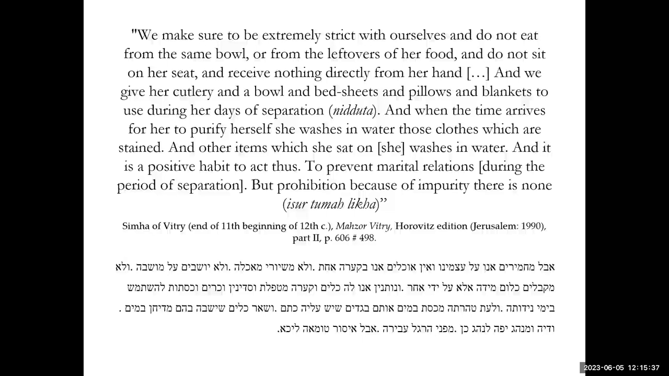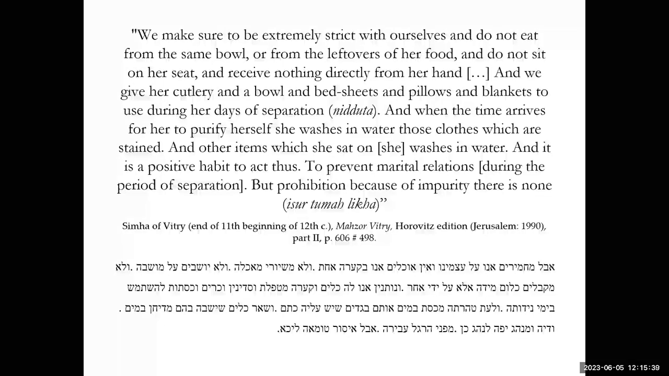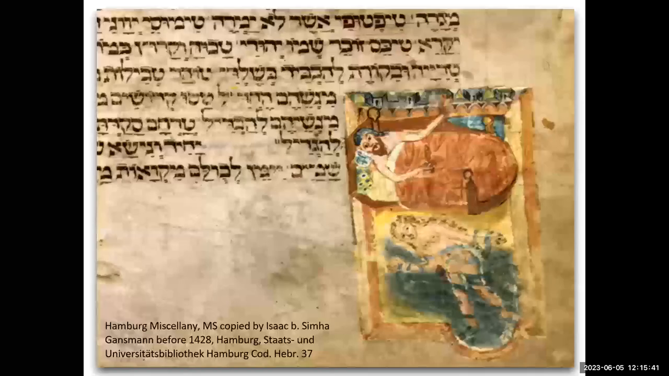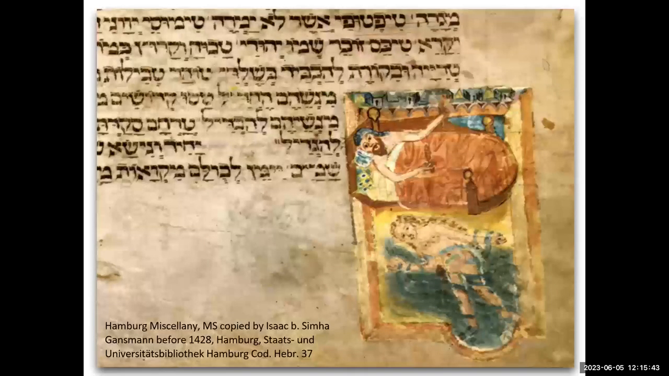Following immersion, rabbis prescribe a sexual encounter as soon as possible, which is as good an excuse as any to show this awesome image from a 15th century miscellany of a husband waiting nude in bed while his wife immerses, also nude, in a ritual bath in preparation for the union. This illustrates an 11th century liturgical poem. So while the manuscript is 15th century, the liturgical poem is 11th century.